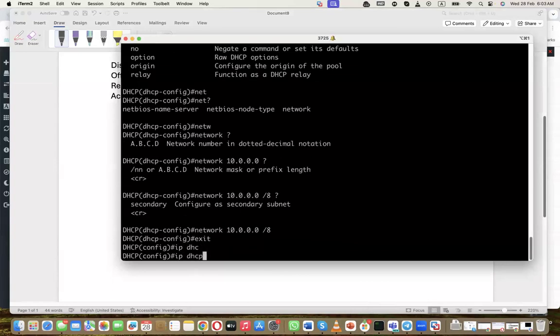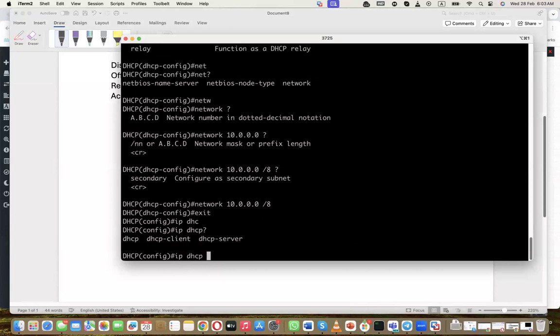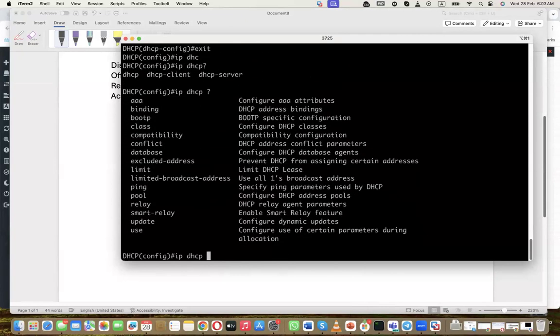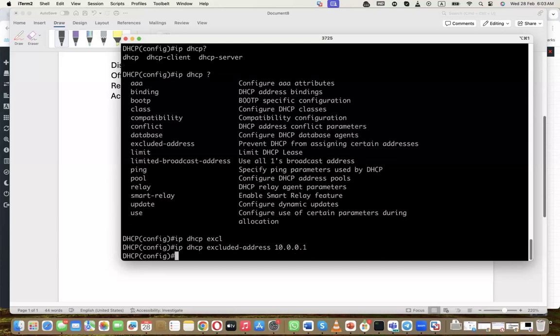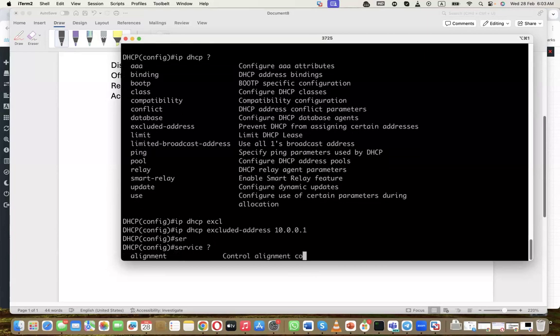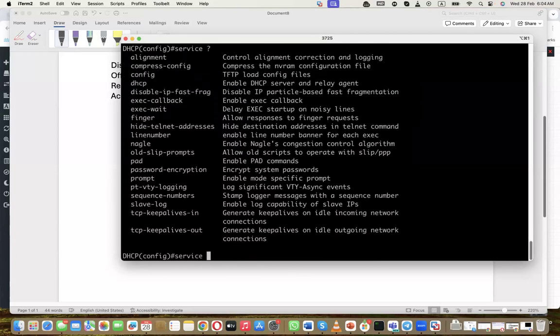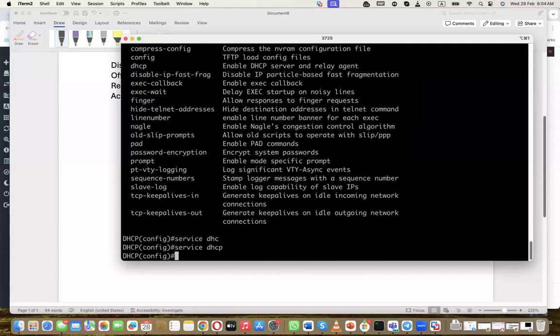IP DHCP excluded-address. Can you see this excluded address? I don't want this address to be released to any client. That's all. So I defined a range, and I also mentioned one of the IP addresses not to be offered to any of the requested clients. Other than that, all I have to do is just start the DHCP service. That's it. Over.